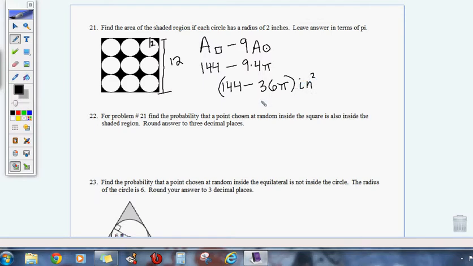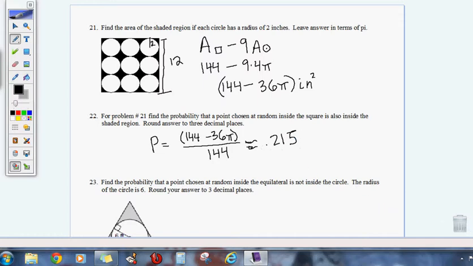For problem 21, find the probability. Basically we're going to take our answer that we just found. So 144 minus 36 pi becomes the numerator in this problem. And we're going to divide by the area of the entire figure. So that's 144. Really the hardest part of probability is finding the area of the shaded region. Then we just have to divide by the area of the whole. So this comes out to approximately 0.215.